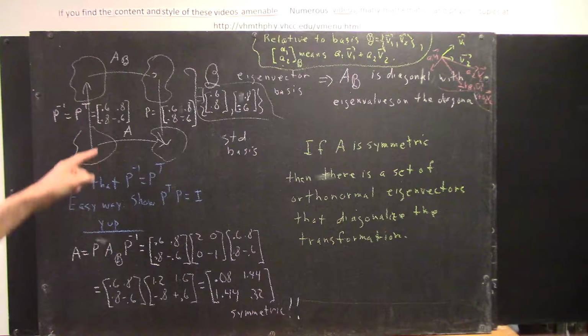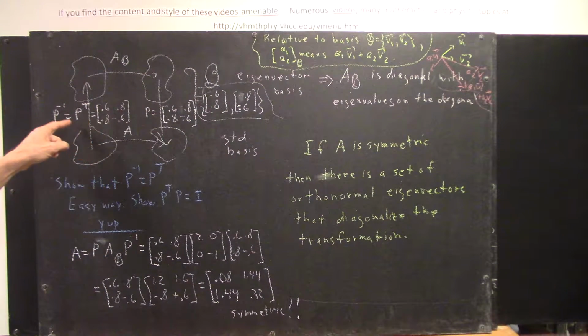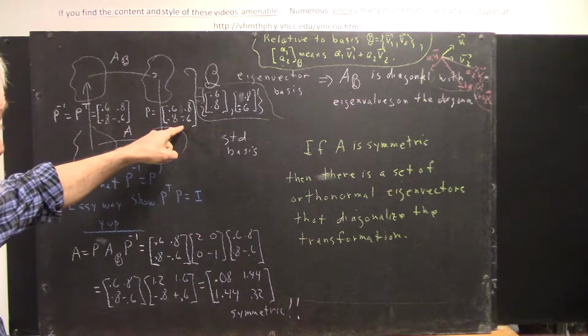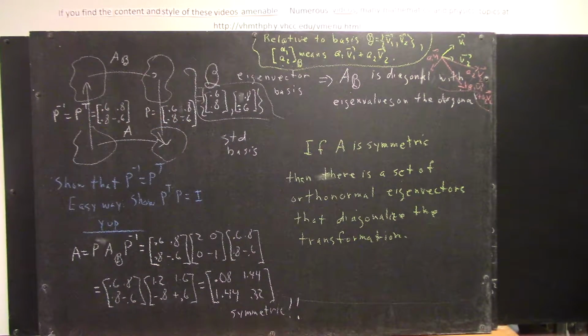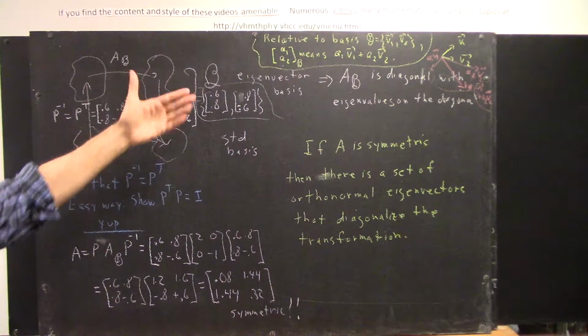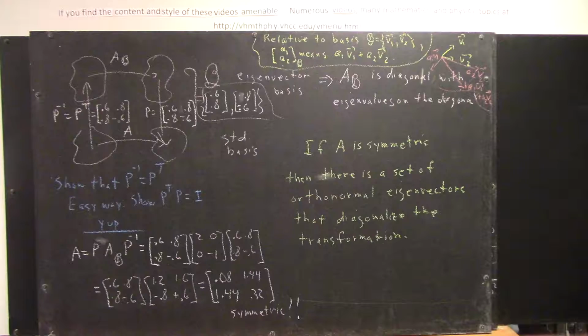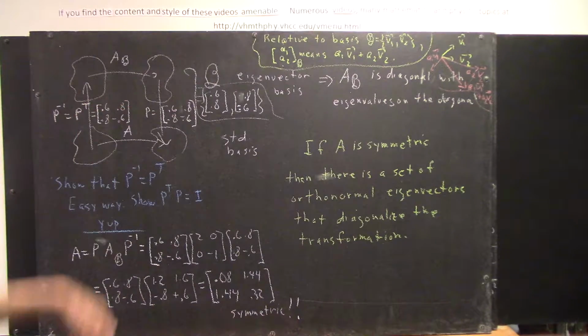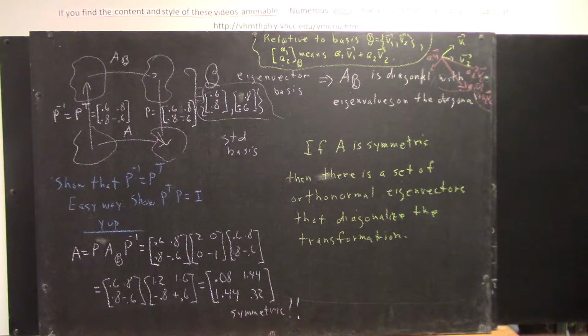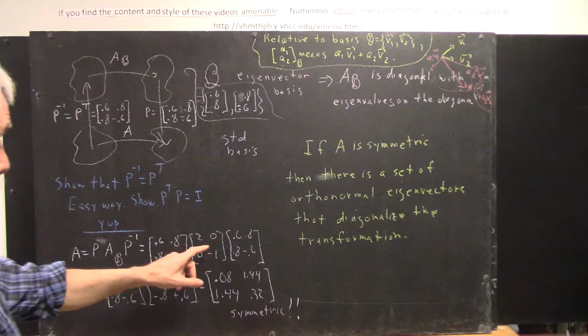In any case, the inverse then is the transpose of the P matrix, which means we just switch rows and columns, and it turns out that since this matrix happens to be symmetric, switching rows and columns gives us the same matrix. That won't always be the case. Okay, but in this case it is.